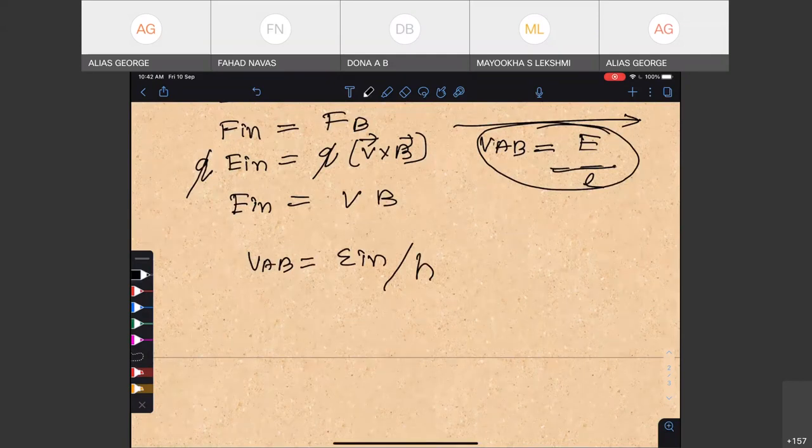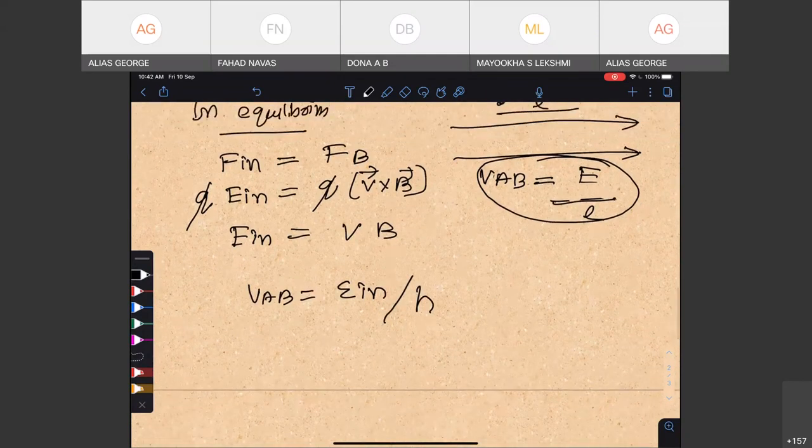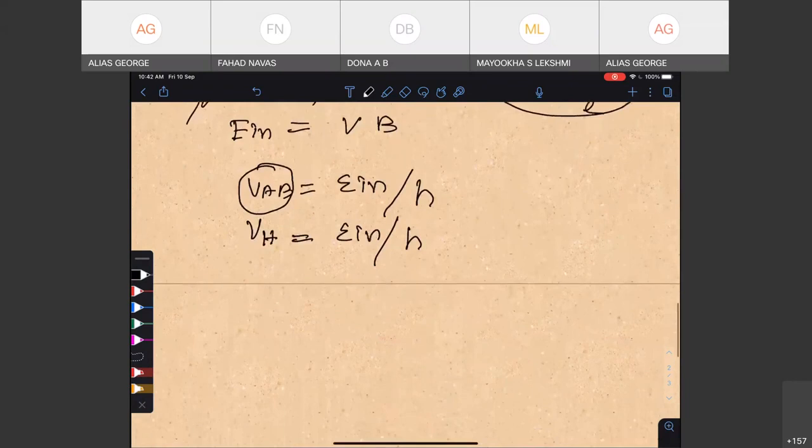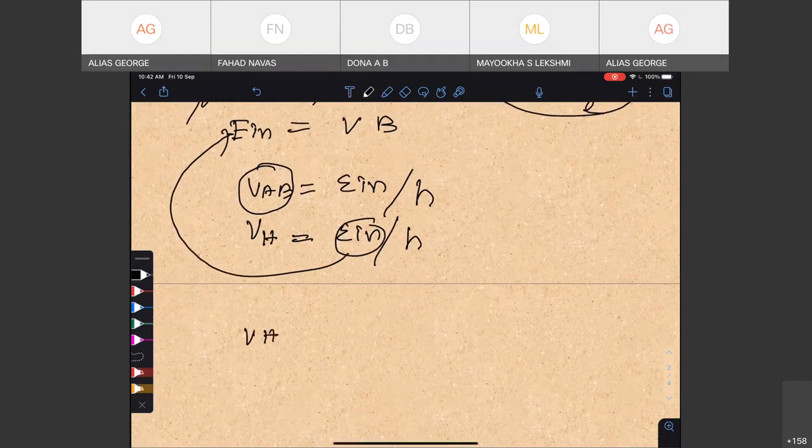E by H. Yes. We can call this VAB as VH, the Hall voltage. E induced be there, E induced and by H. So E induced I substitute here, and this VH into H equal to VB.